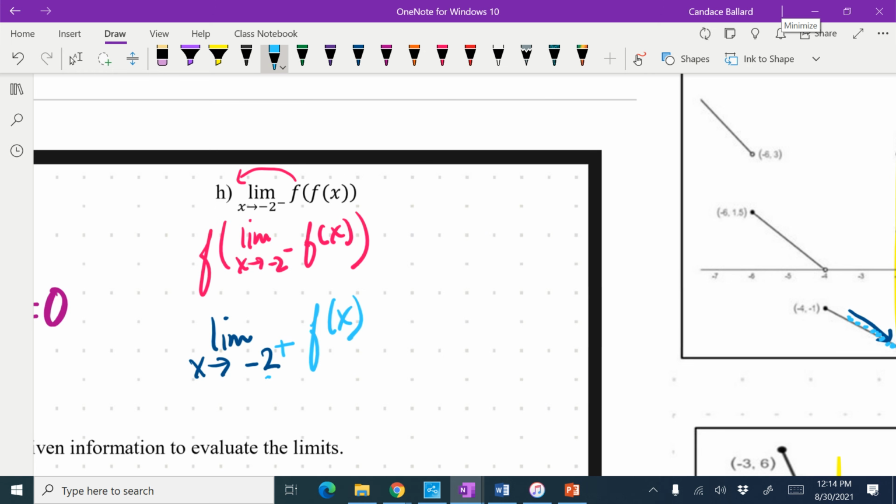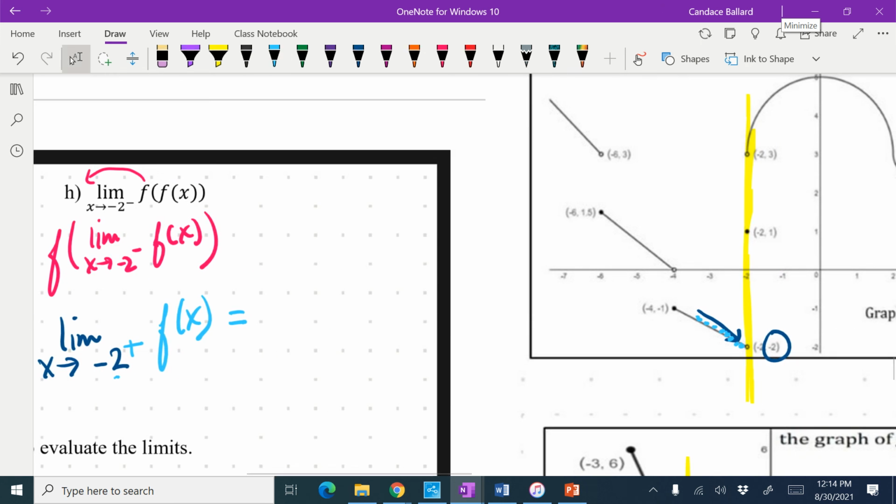All right. So we're going to go one more time and look at this graph. We're coming at negative 2 now from the right side. What y value does it go to? 3. Okay. Got it.